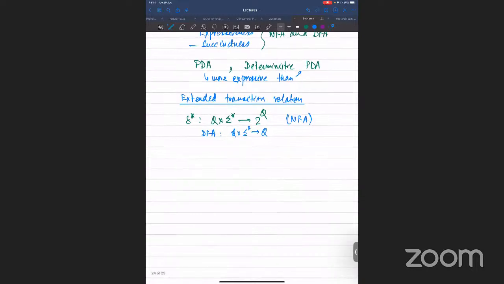Okay, so now let's define the delta star. What should be the definition? We are going to define this inductively. If you are in a state Q and you read epsilon, you stay there. It's very important that we use this set notation, because this is 2 raised to Q. And then here we have delta star Q of WA.